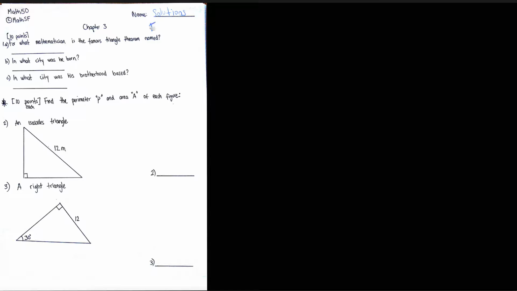So the first question they're asking us in this form is, for what mathematician is the famous triangle theorem named? Well, recall that in chapter 3 we're working with right triangles, and whenever you have a right triangle, we're talking about this very important theorem, which looks like this: a squared plus b squared equals c squared in any right triangle. But who was this mathematician that came out with this theorem? The answer is Pythagoras.